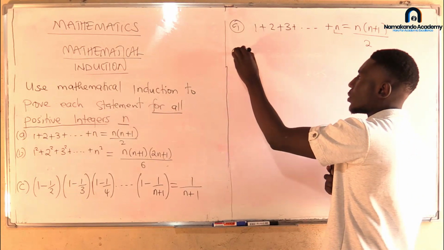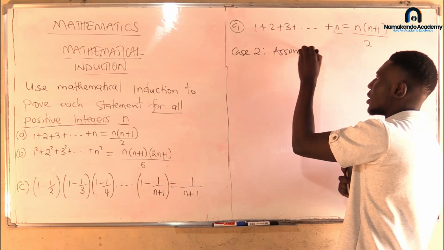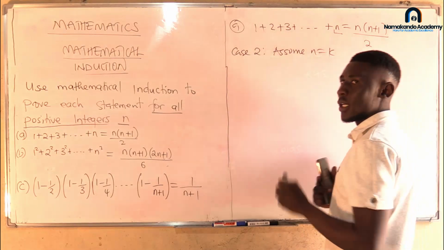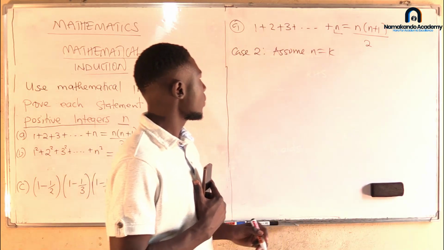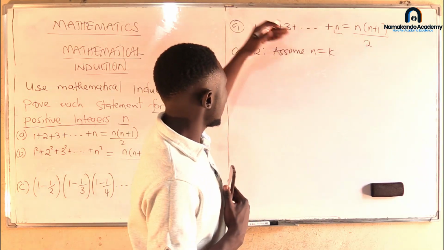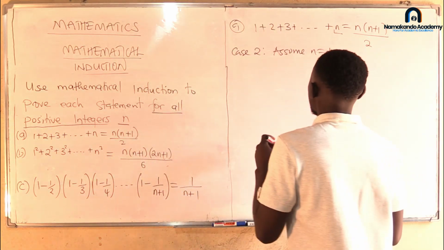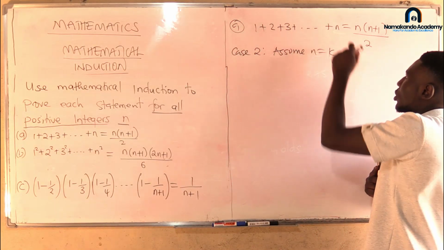Case 2. This one is an assumption. So we assume n is equal to k. This only works if the first step holds. So we assume that n is equal to k, meaning that from our statement we write it the way it is, but wherever there's n, since n is the same as k, you are going to replace it with a k.